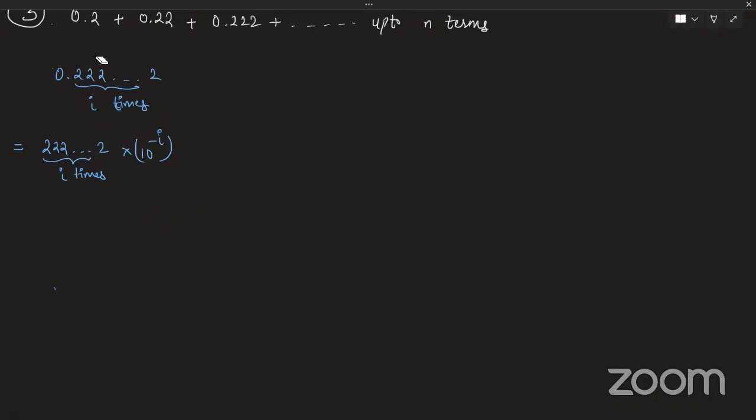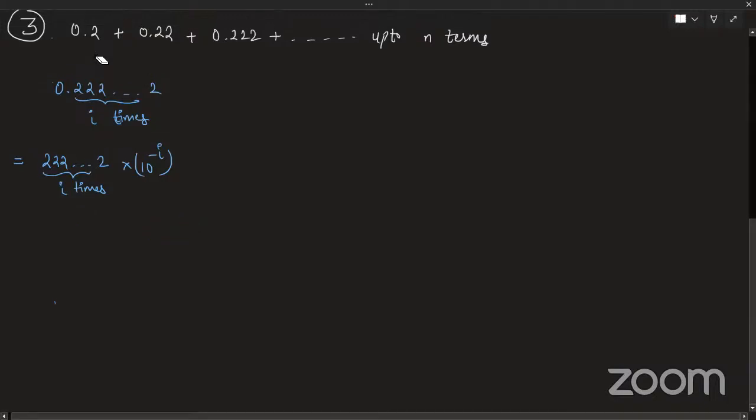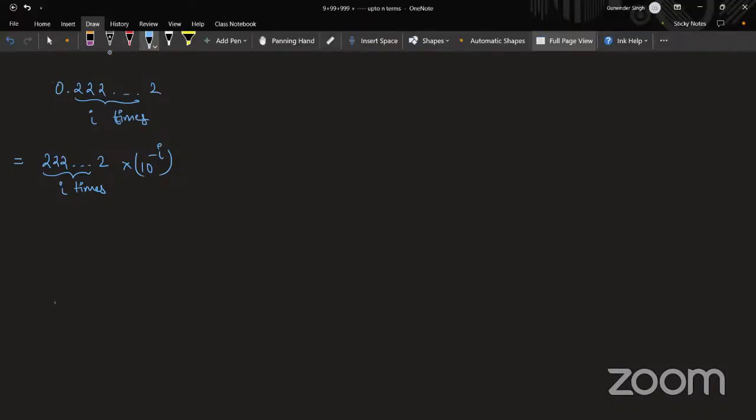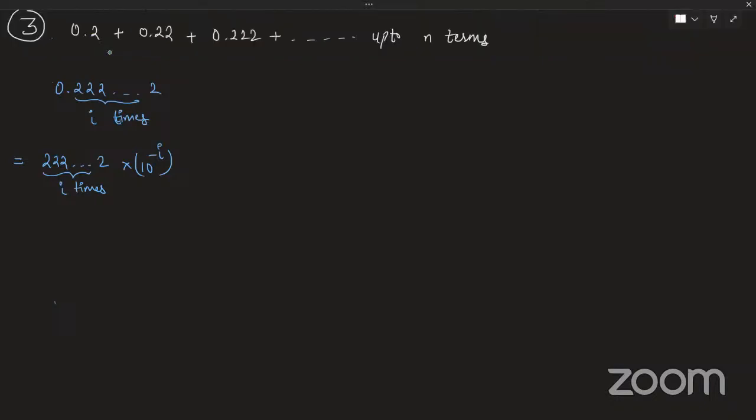See, you have this sequence: 0.2 plus 0.22 plus 0.222 and so on. I am just pulling out any number from this sequence in which 2 is coming i times. So I can write this number as 2222, coming i times, multiplied by 10 raised to minus i. Everyone got till here? Great.